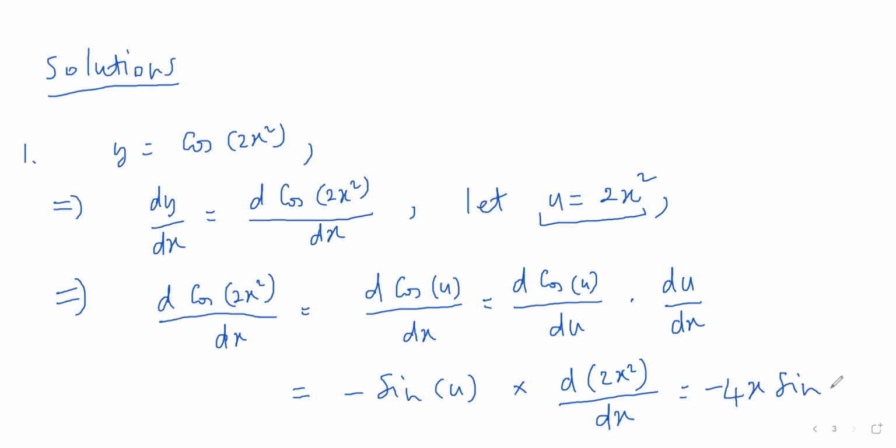But because this is the answer, we can replace the u. In place of u, we put 2x squared, because we have to write our answer in terms of x. So this is the final answer for example 1. It's minus 4x multiplied by sine of 2x squared. So this is how you would apply the chain rule for number 1. So let's look at the next one. Let's look at number 2.